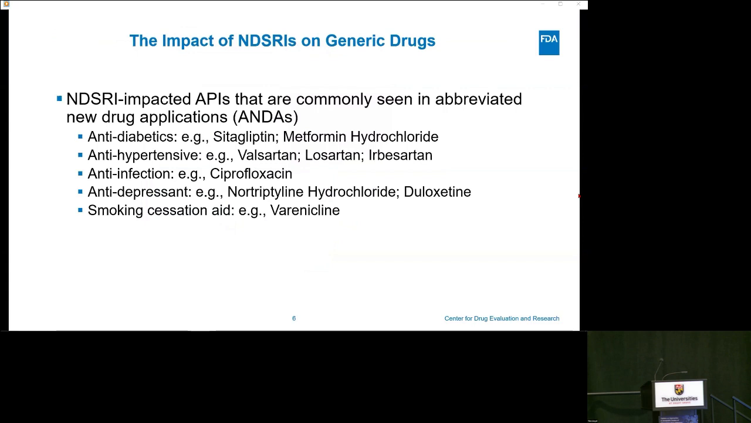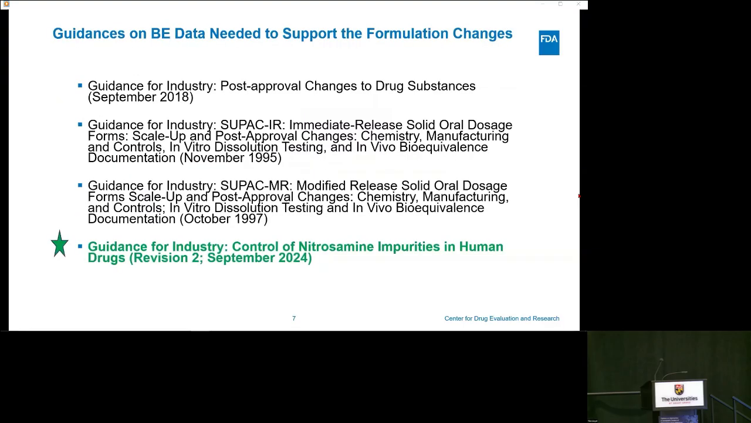This slide lists some examples of commonly seen drug products that are impacted by NDSRIs. Applicants can make changes to the drug product to reduce or prevent nitrosamine impurities, and there are key guidances that outline the necessary BE data to support these changes. The first guidance covers API changes, while the second and third are the SUPAC guidance for IR and MR drug products, which address manufacturing, formulation, and other changes in the drug product.